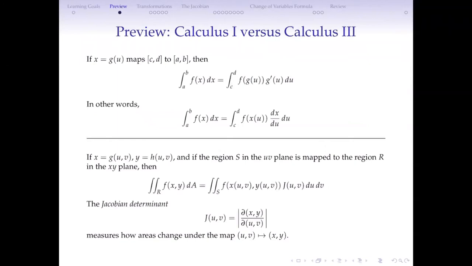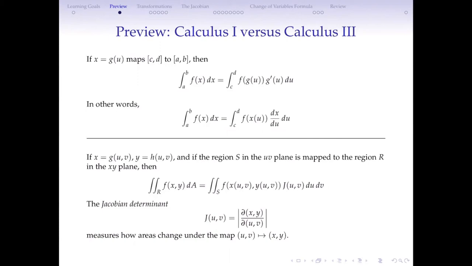So first of all, I want to remind you how change of variables works in Calculus 1. You might know it more familiarly as U substitution. So if we have a map, x equals g of u, from one interval to another along the real line, then I can recognize an integral like this as really just being this integral. In other words, the change of variables formula for one variable calculus looks like, if you make the substitution x as a function of u, then the integral from a to b of f of x dx is the same thing as the integral from c to d.